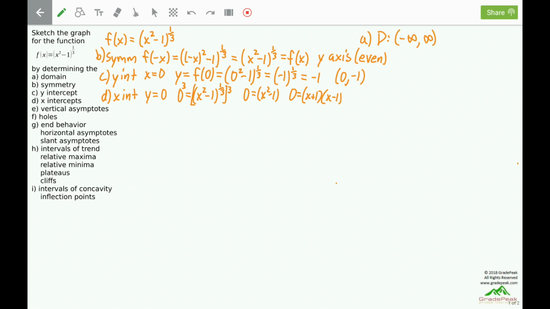This has solutions of x equals negative 1 and x equals positive 1. We have a y-coordinate of 0. These are the corresponding x-coordinates, so we'll have negative 1, 0, and 1, 0 as the two x-intercepts.